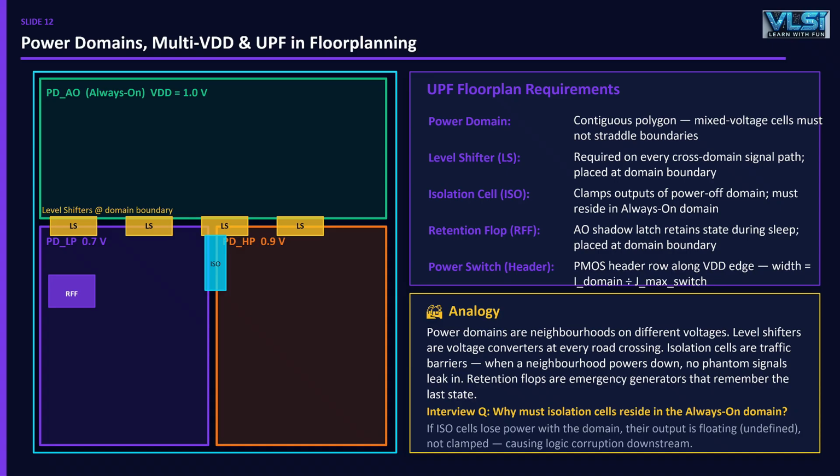Now here's the floor planning challenge. All these components must be placed at domain boundaries. You cannot scatter them randomly, and each power domain must be physically continuous. If you break that, power routing becomes a nightmare. So power domains are not just about saving power. They are about controlled, safe, intelligent operation.